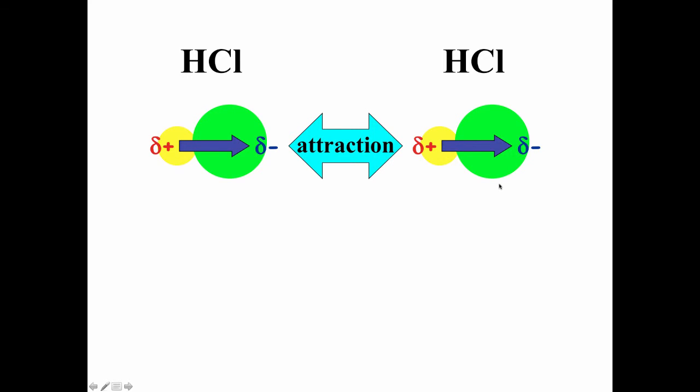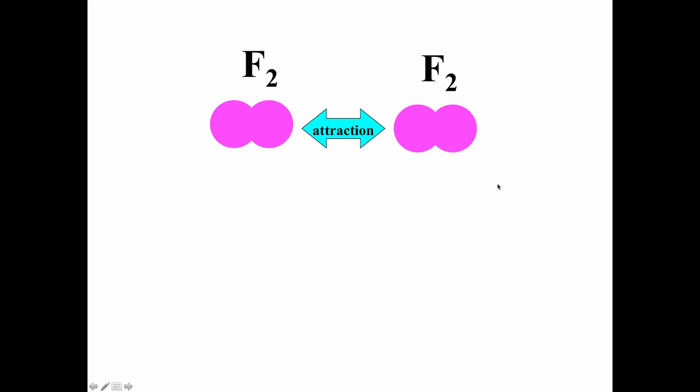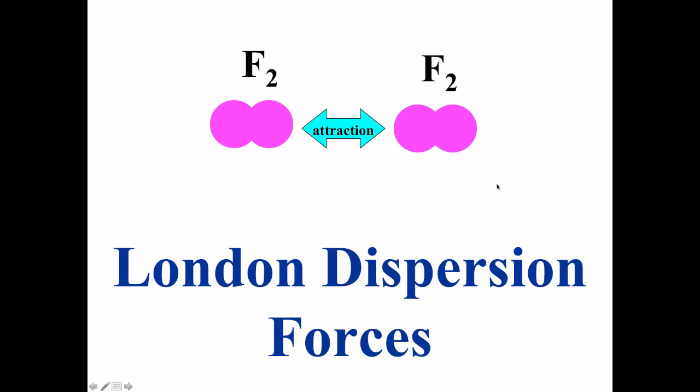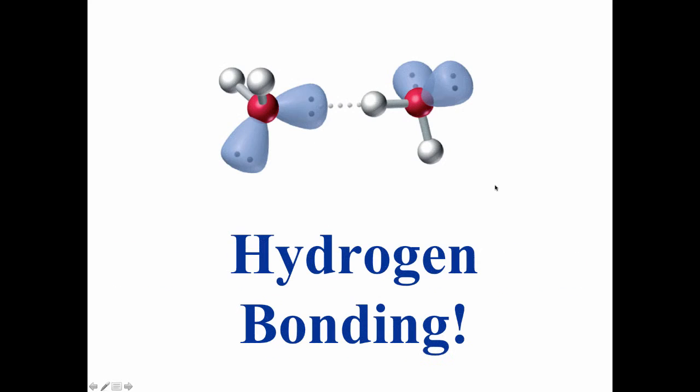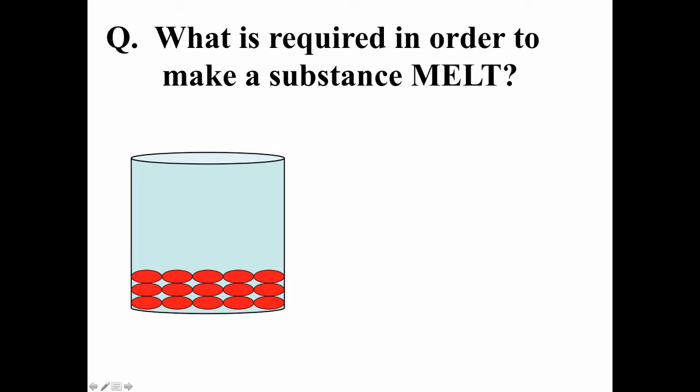Okay. So a little bit more here in terms of remembering, we have dipole-dipole, London dispersion, and hydrogen bonding as our 3 main types of intermolecular forces that we deal with frequently. And now let's think a little bit about what's going on when melting and then later boiling takes place.